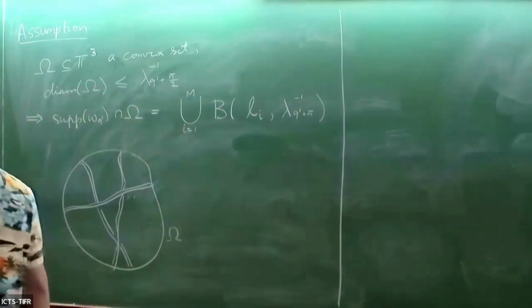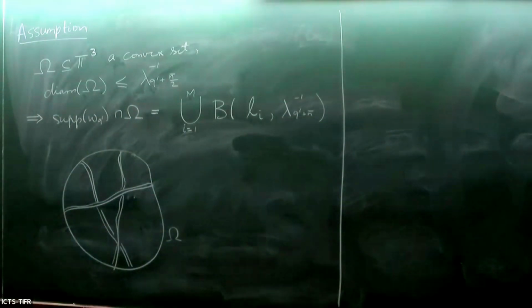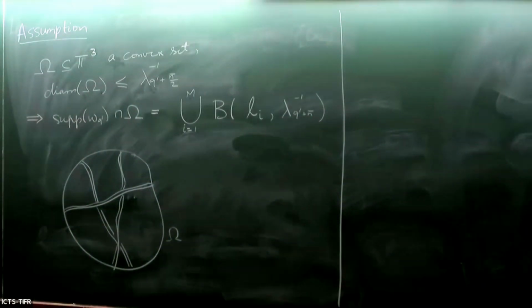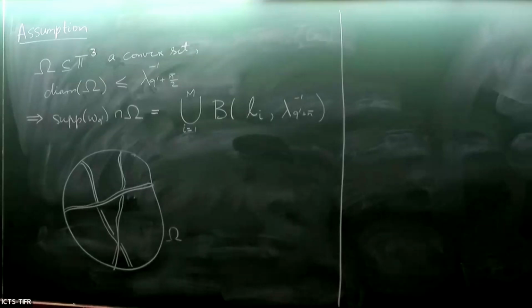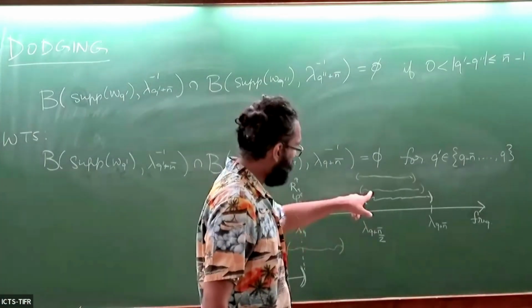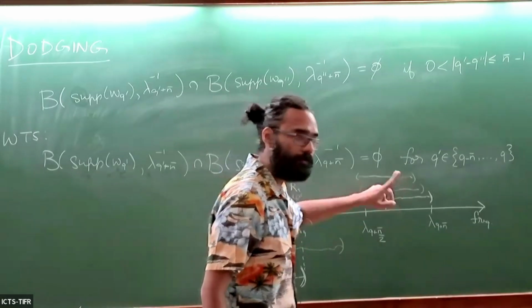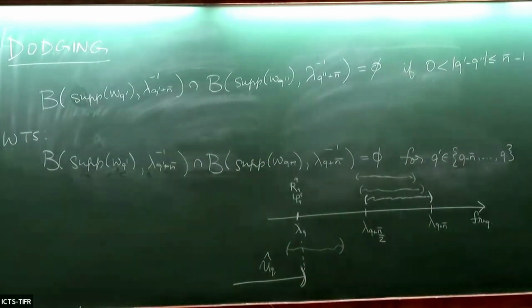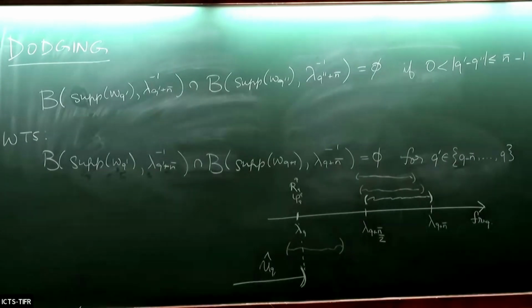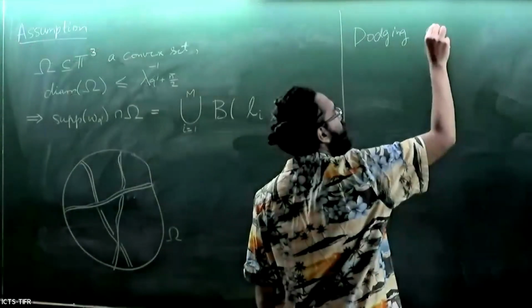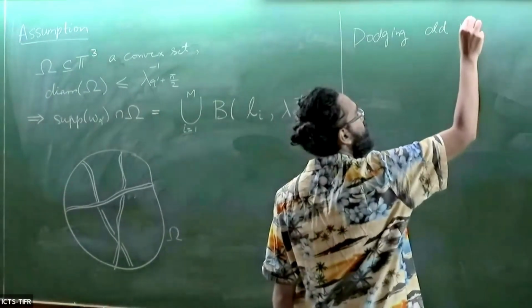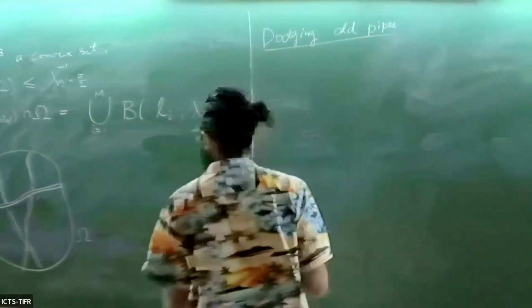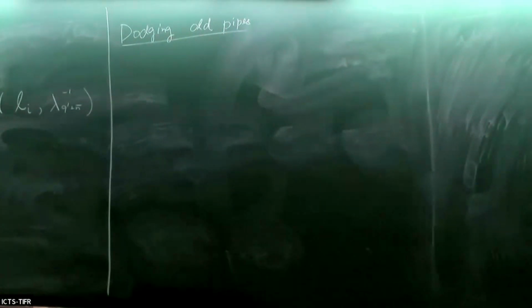Okay, so we'll split this dodging into two steps. One is we'll stay disjoint from these perturbations here, which I call the old ones, the ones which have their highest frequency smaller than the periodicity, and then we'll do an additional step to talk about these guys here. So, first step: dodging old pipes. Let's get started.